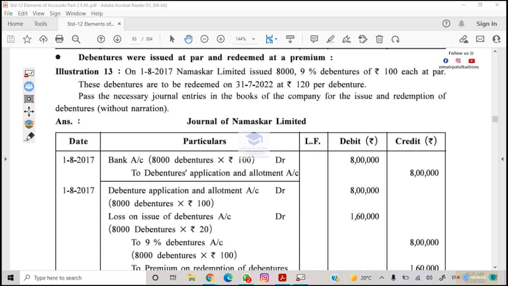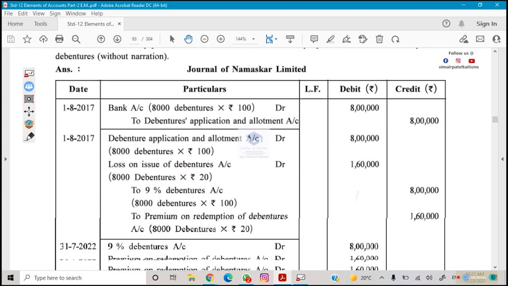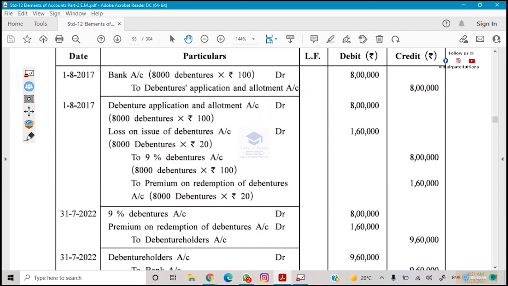So debenture application and allotment account debited 8 lakh. Loss on issue of debenture, the extra 20 rupees payable, that is 8,000 into 20, 1,60,000. To 9% debenture, 8,000 into 100, that is 8 lakh. And premium on redemption of debenture, that is 1,60,000, which was debited in loss. Loss and premium on redemption will always be the same.